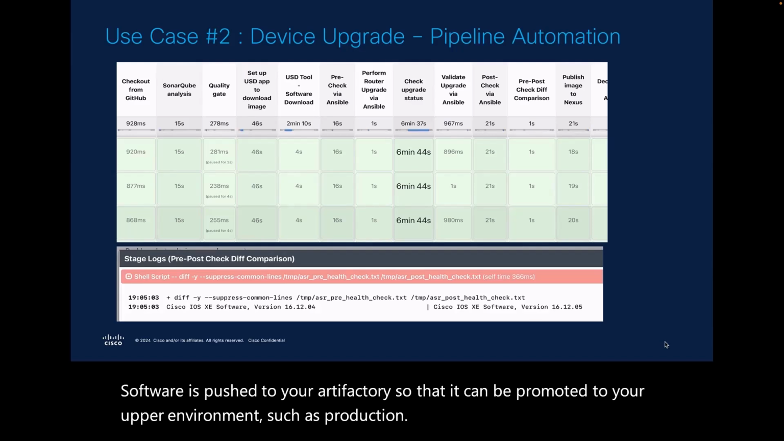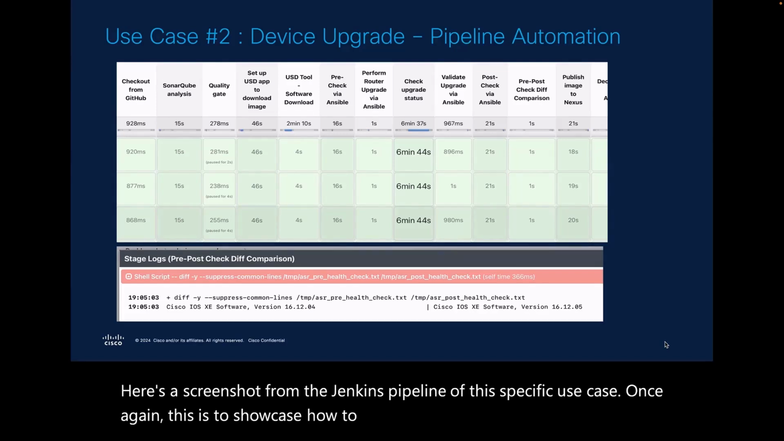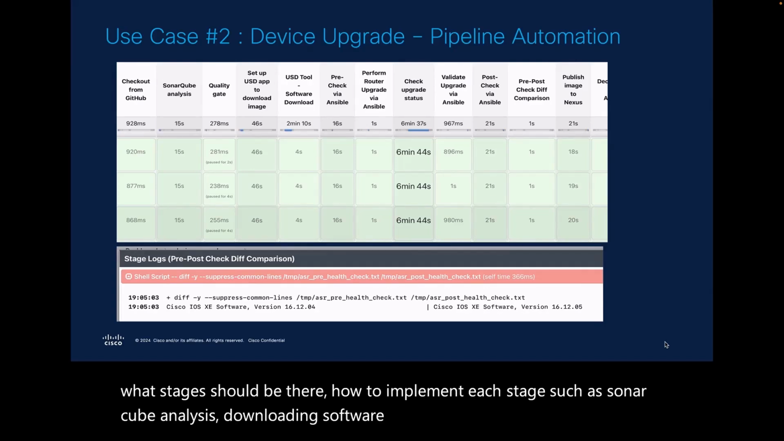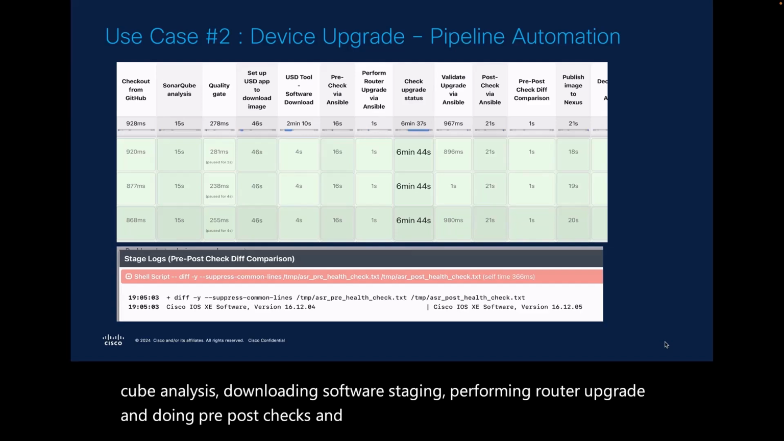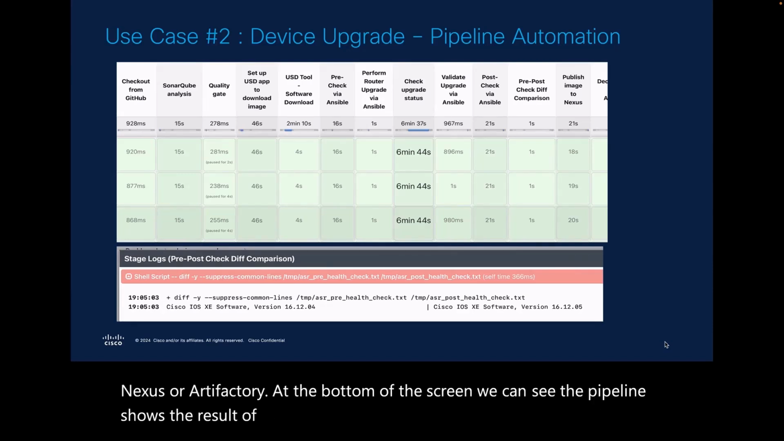Here's a screenshot from the Jenkins pipeline of this specific use case. Once again, this is to showcase how to use CI tools and how we can build stages, what stages should be there, how to implement each stage, such as SonarQube analysis, downloading software, staging, performing a router upgrade, doing pre-post checks and publishing the image to Nexus or Artifactory. At the bottom of the screen, the pipeline shows the result of a pre-post check, which tells you that the software has been upgraded.